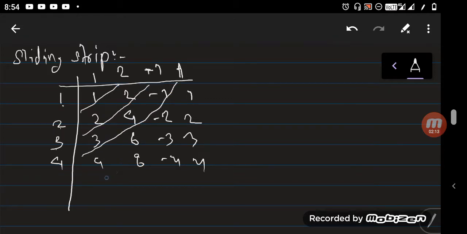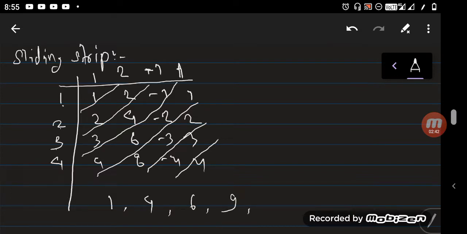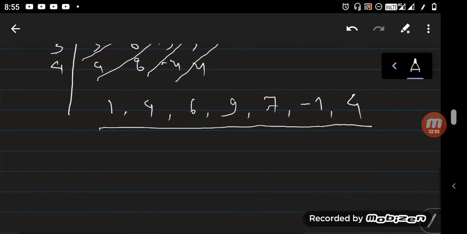Now you add the elements in the same strip. Here there is only one element, so you write 1. Next will be the sum of two elements, 2 plus 2 is 4. Next will be the sum of these elements, 3 plus 4 is 7, minus 1 is 6. Next will be 6 plus 4 is 10, minus 2 is 8, plus 1 is 9. Next will be 8 plus 2 is 10, minus 3 is 7. Next will be minus 4 plus 3, which is minus 1. Next will be 4. So this is the linear convolution of the two given sequences.